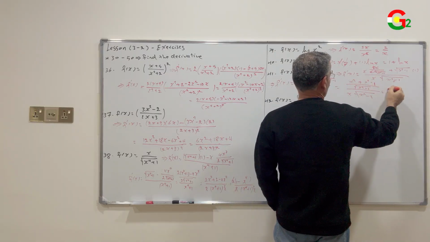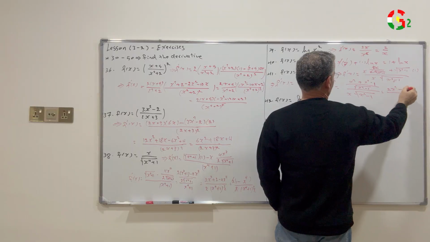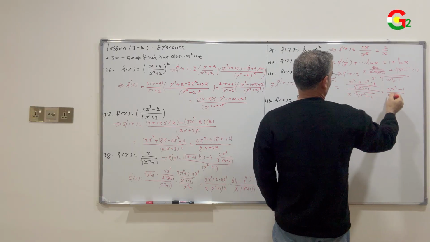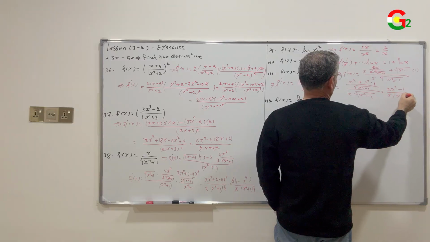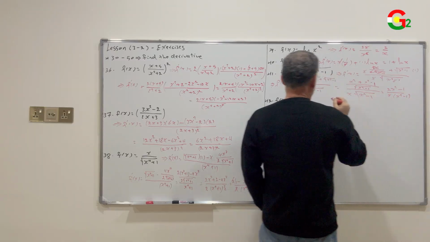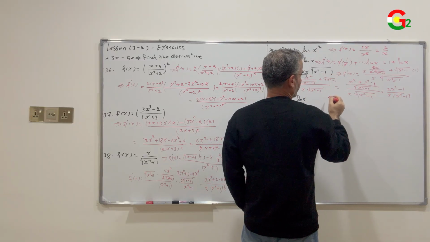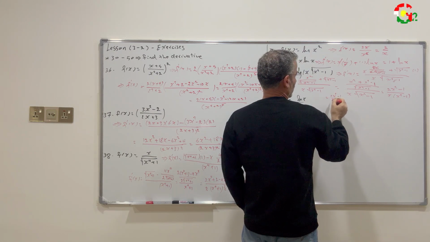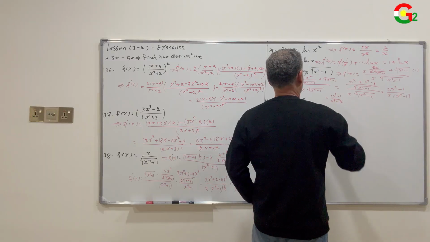equal to x power 2 plus x power 2 minus 1, multiply the root with the root, then x times x power 2 minus 1, equal to 2x power 2 minus 1 over x power 3 minus x.